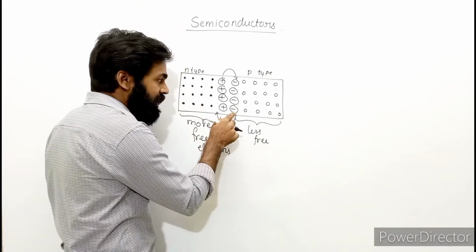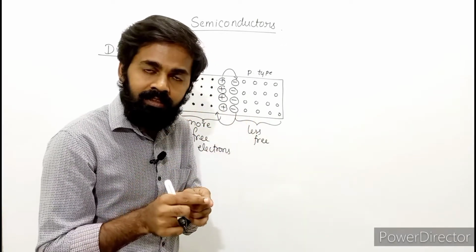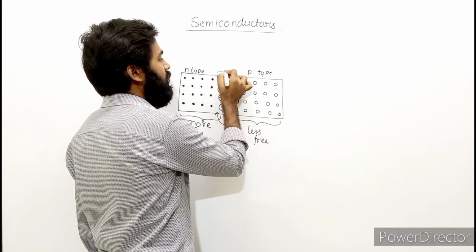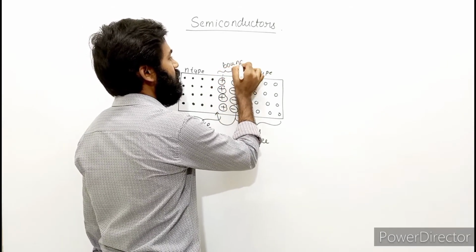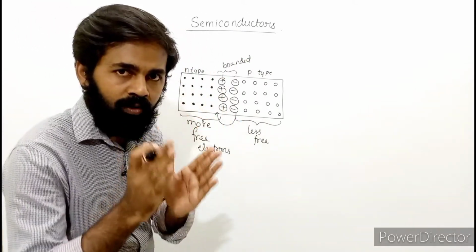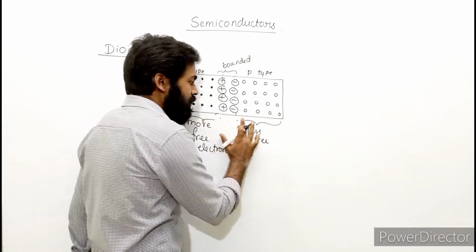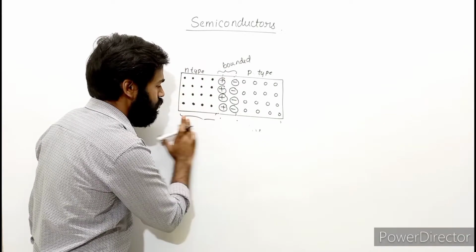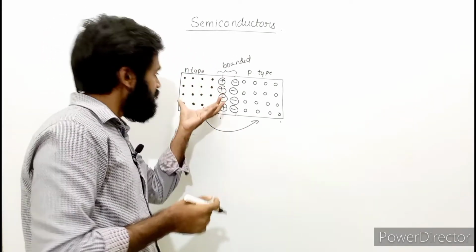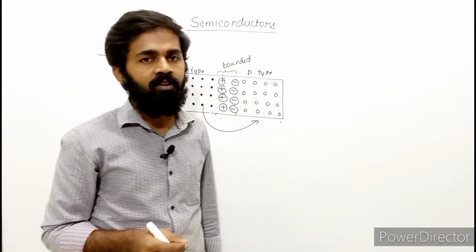Now these ions I am representing inside the circles. That means they are bounded ions. These are not free charge carriers, they are the bounded ions. Now see, let's say these electrons also want to move here, because still there is more concentration of free electrons here. There is less concentration of free electrons here.